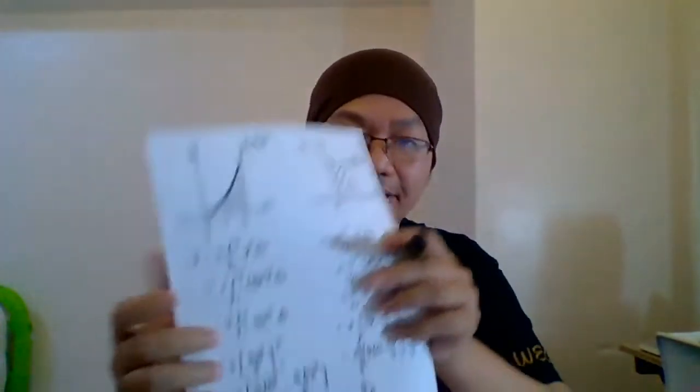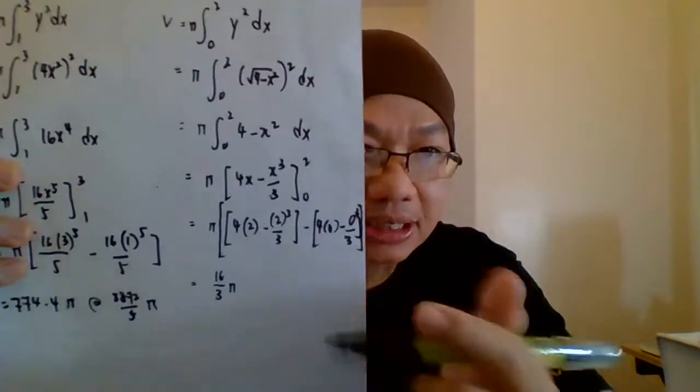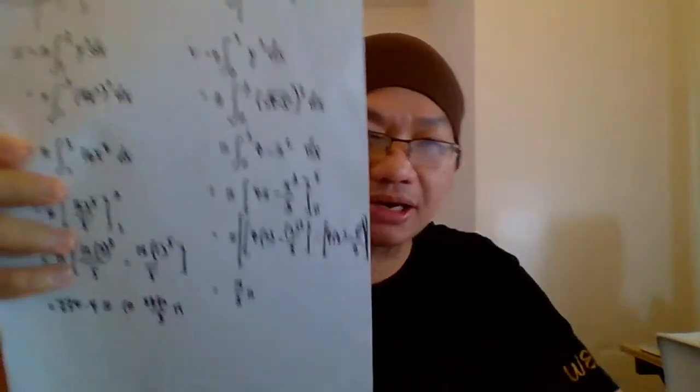Alright, so the answer is 16 over 3. Yeah, same answer with you, Alex. So that is the answer, 16 over 3 pi. Okay, the answer is correct. Okay, now, so that is question number 2.